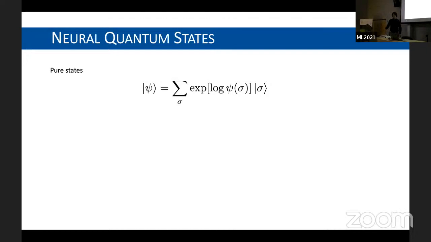So the big question, and that's really what I would like to leave you as a souvenir to end my talk, is: how do we encode mixed states with neural networks? Because pure states, it's easy. We encode the logarithm of a wave function. You could also encode the wave function itself, the amplitudes.